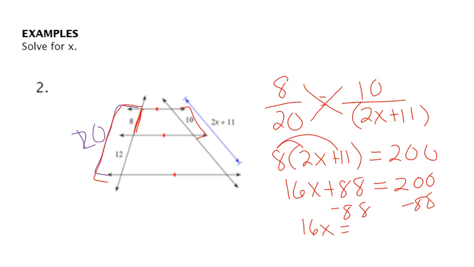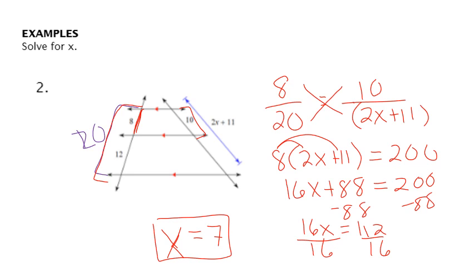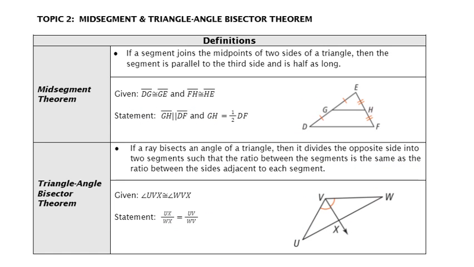This gives us 112. And then when we divide, we're going to get our answer of x is equal to 7. In the next topic, we're going to be looking at the midsegment and the triangle angle bisector theorem.